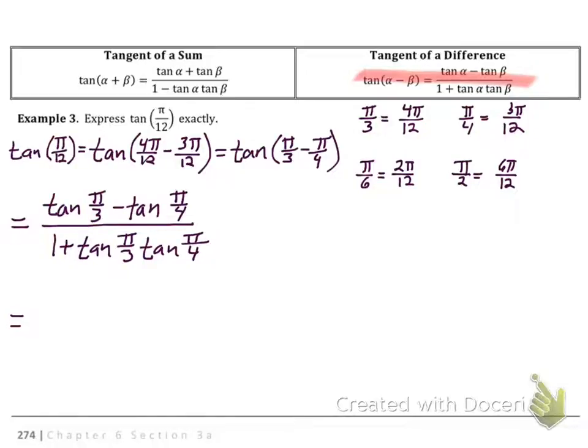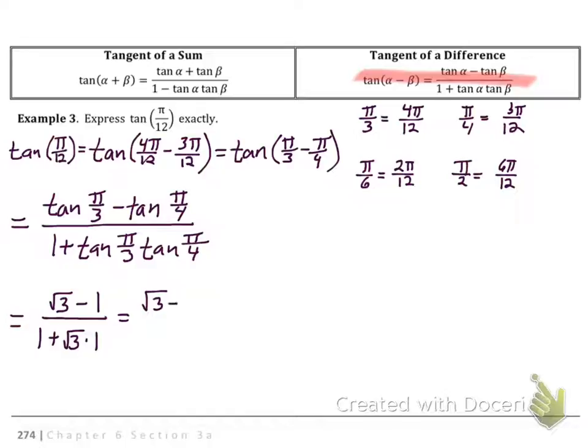And what is my tangent value at pi over 3? You should have a unit circle in front of you, so I should have more than one person raise their hand. What is the tangent value at pi over 3? Square root of 3. So you have square root of 3 on top, minus, what's the tangent of pi over 4? Anyone just shout it out? 1. Well, that means I have the whole bottom too, because it's just 1 plus tangent of pi over 3, which we already said is square root of 3, times tangent of pi over 4, which is going to be 1.